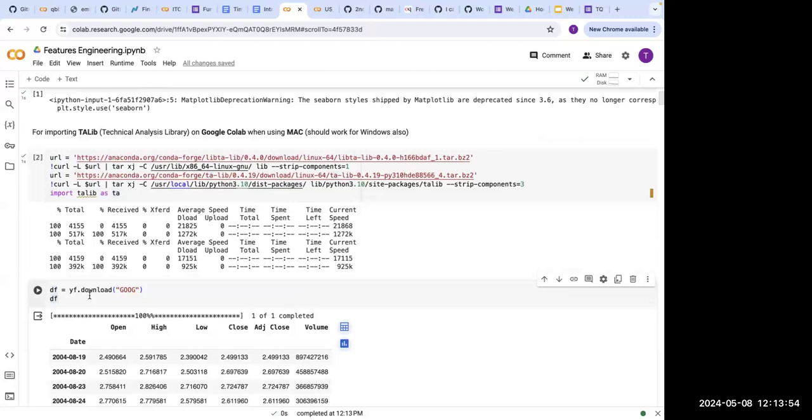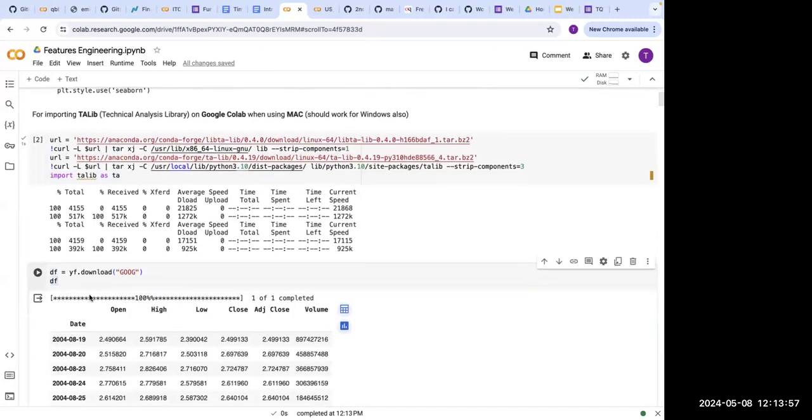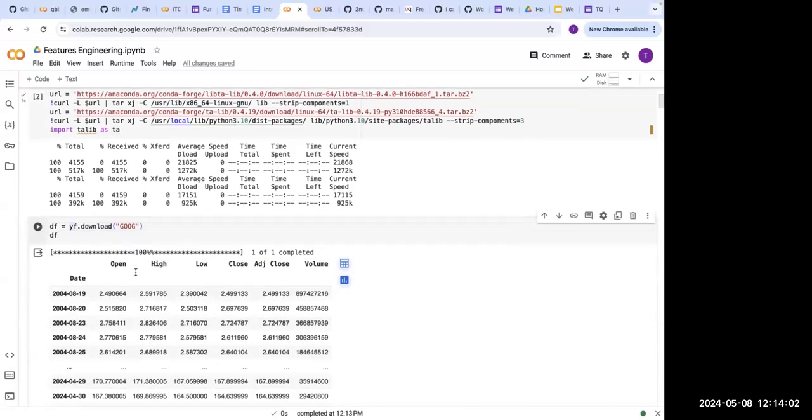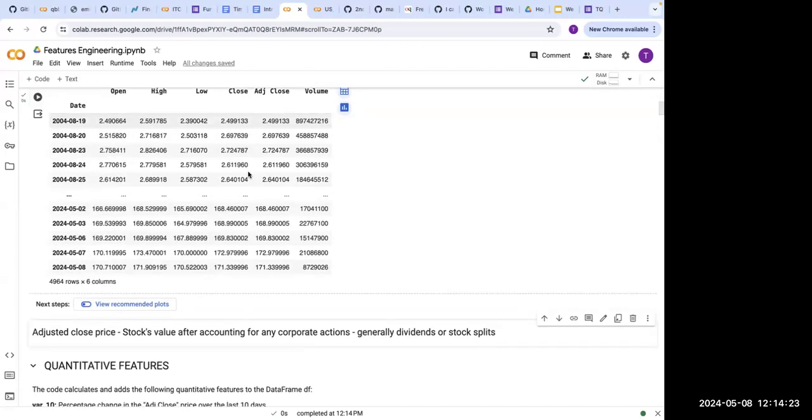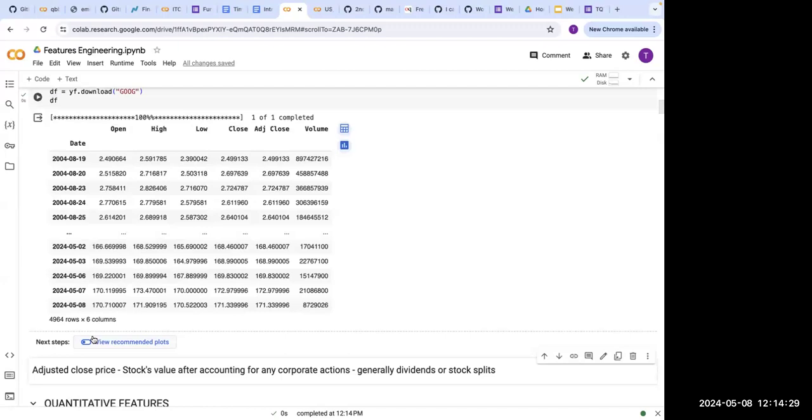Then I'll create a data frame. The way to do it is just df equals yfinance download Google. So I'm downloading Google's stock data, and you will see a few rows of the data frame. The data we have here is open, high, low, close, adjusted close, and volume. I'll talk about adjusted close price. It's the stock's value after accounting for any corporate actions taken. These generally include dividends or stock splits that happen during a day.